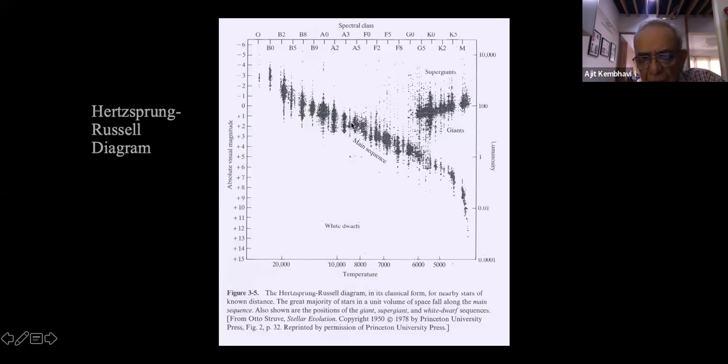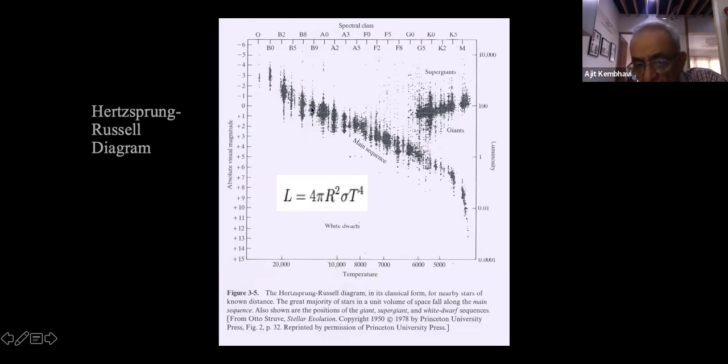If I pick a particular star here, it has a certain temperature and a certain absolute magnitude. Here we saw this equation yesterday, which is simply the Stefan-Boltzmann law. Assuming that each star is a black body, the luminosity is equal to 4 pi R squared sigma T to the 4.